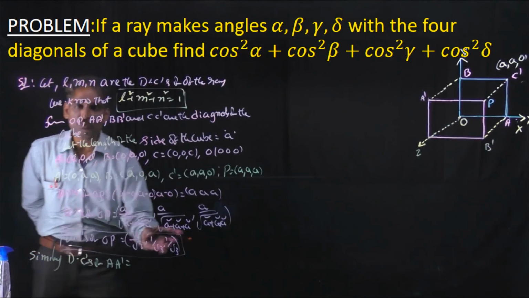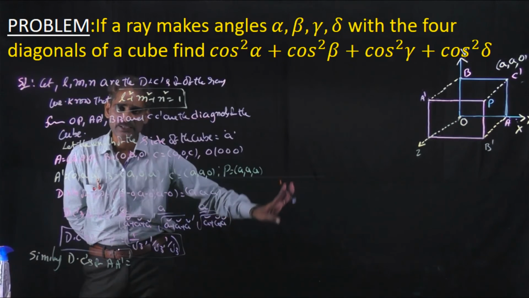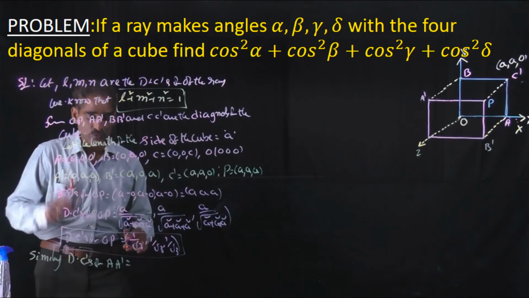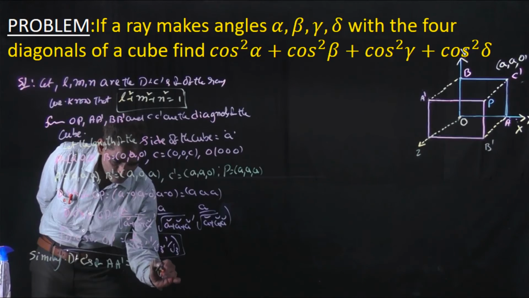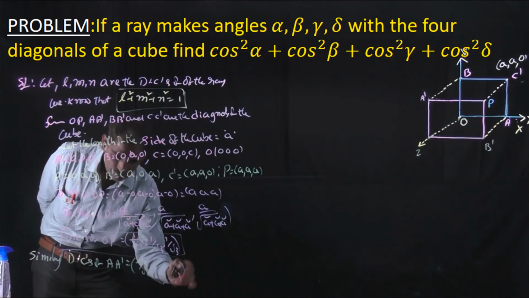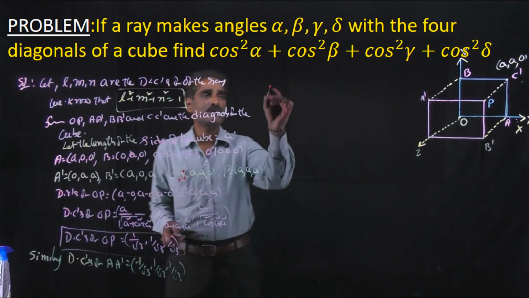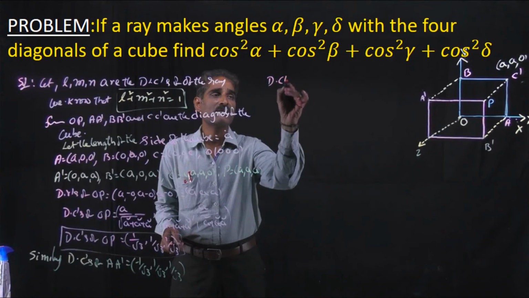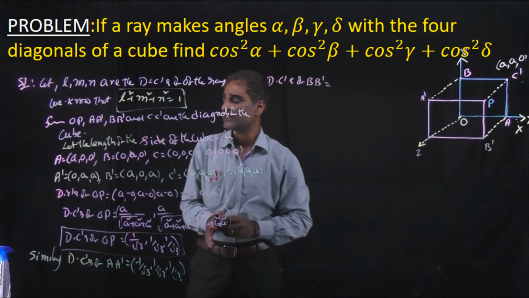Similarly, we will get 1 by root 3, 1 by root 3, 1 by root 3 as the magnitudes of the DCs of the four diagonals. So what about the sign? In the first place we are getting a negative value. These are the DCs of A dash. Similarly, what about the DCs of BB dash? Just observe the sign.